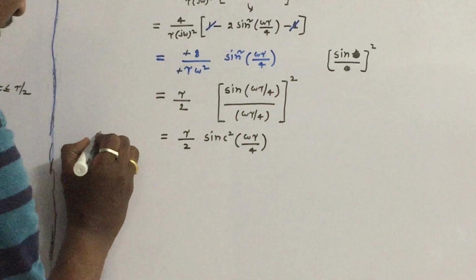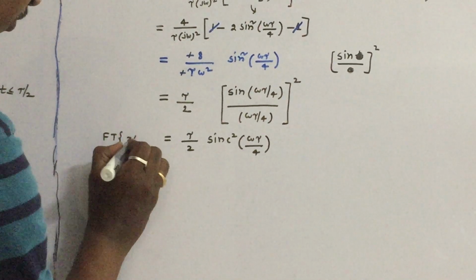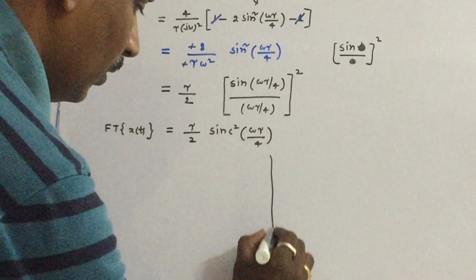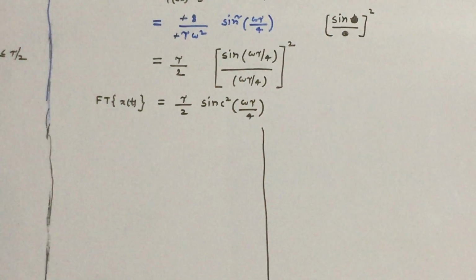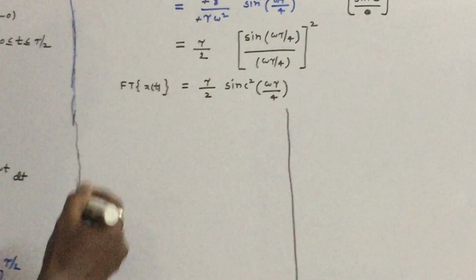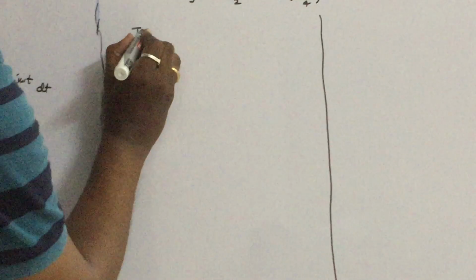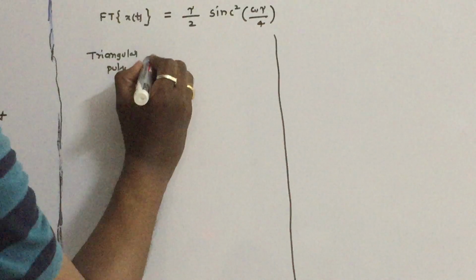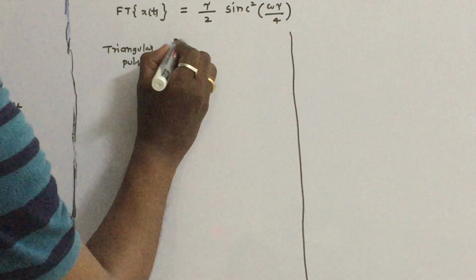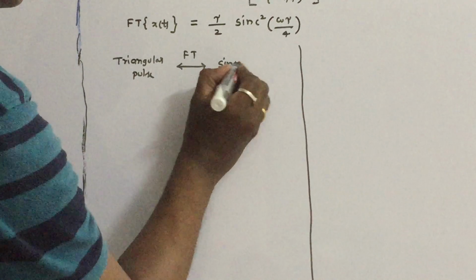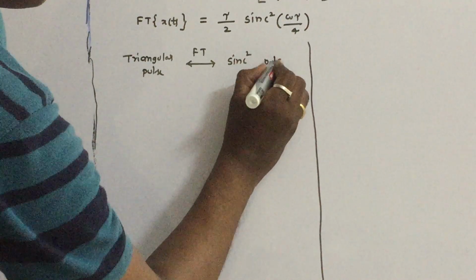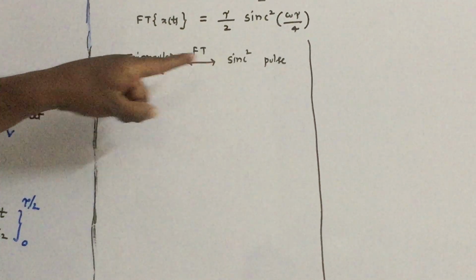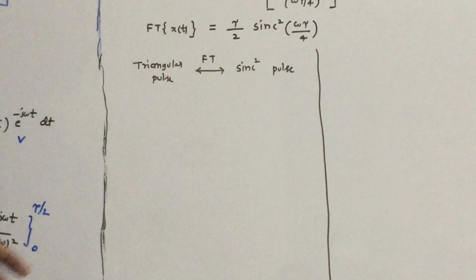So this is the Fourier transform of x of t. So very important formula for competitive exams. So therefore the triangular pulse, the important hint is triangular pulse Fourier transform is sine square pulse. So remember that for rectangular pulse we get sine pulse, for triangular pulse Fourier transform is sine square pulse.